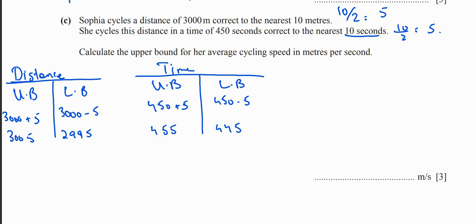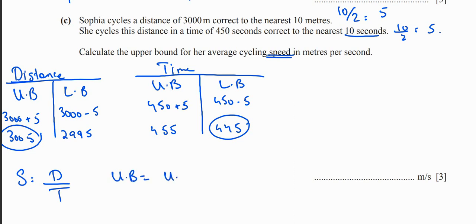Alright, now it says calculate the upper bound for her average cycling speed. Speed is equal to distance upon time. So look, your speed would be the highest when the distance is long and the time you took to complete the journey is short, which means upper bound of speed would mean upper bound of distance, highest value of distance, divided by lower bound of time, lowest value of time.